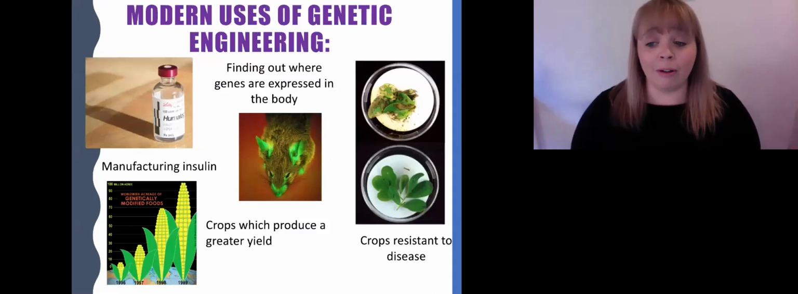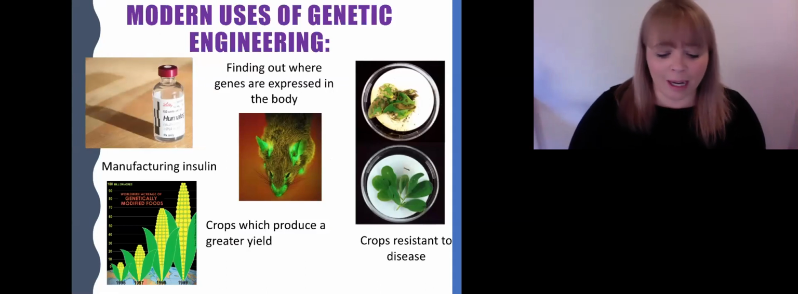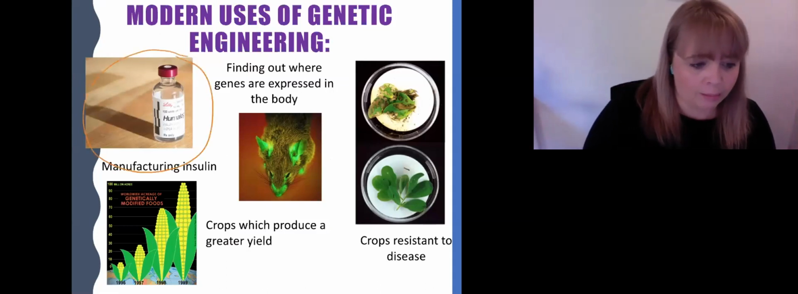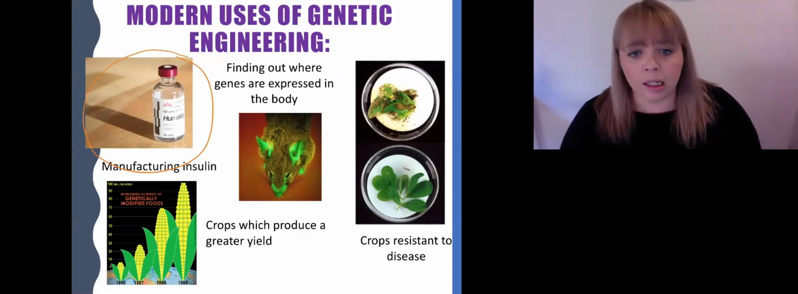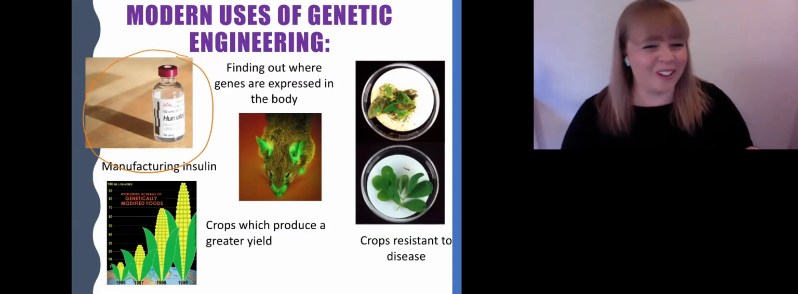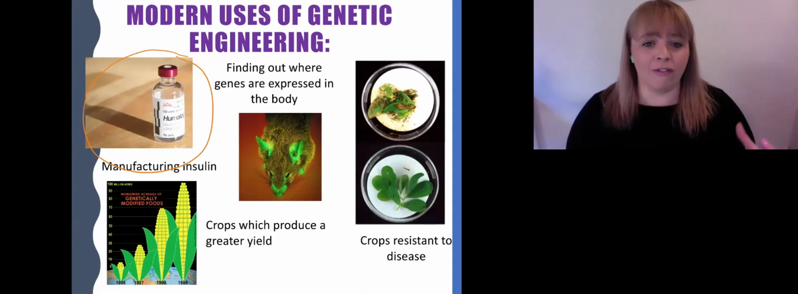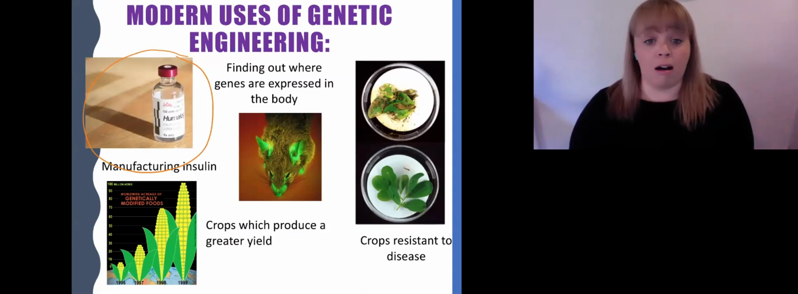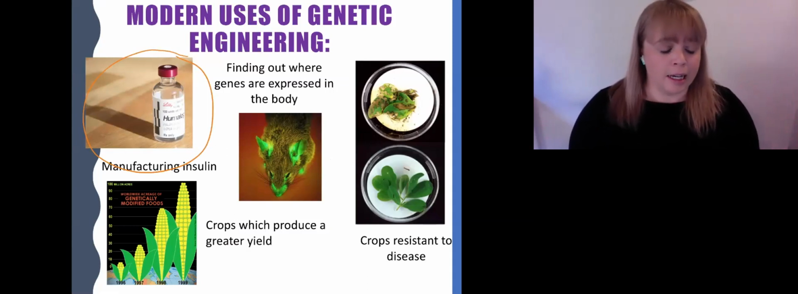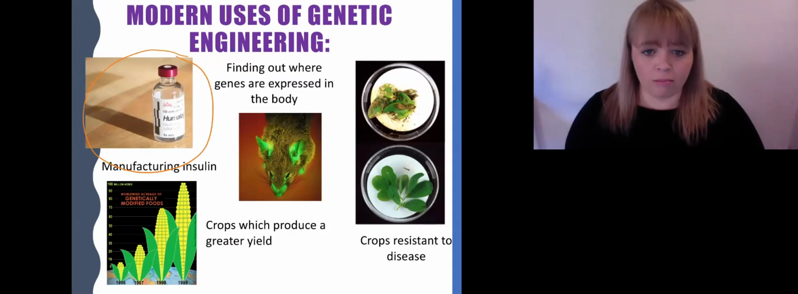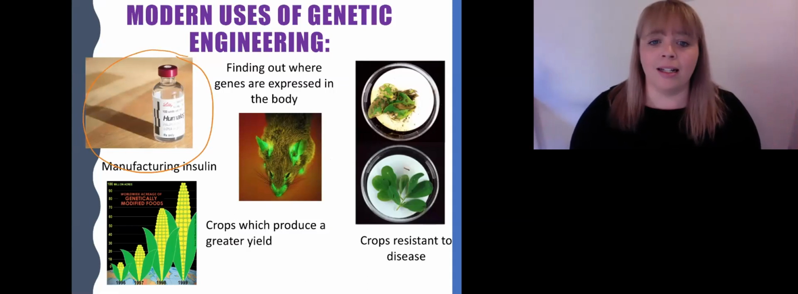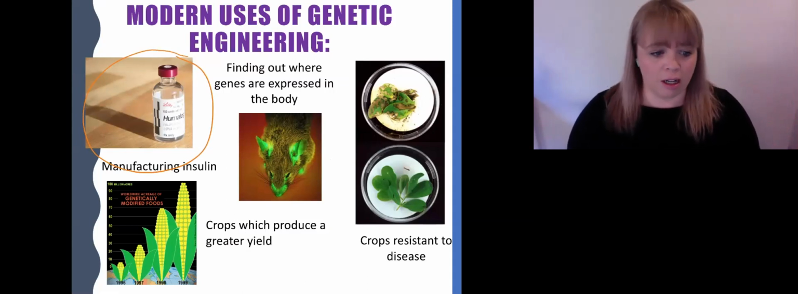So here are some of the uses of genetically modified organisms. One of the main ones that we're going to talk about is the manufacture of insulin. So insulin is very important. We've talked about this so much. Insulin is very important, particularly for diabetics that can't produce their own insulin. So we actually manufacture it, and have since approximately the 1980s, using genetic engineering.